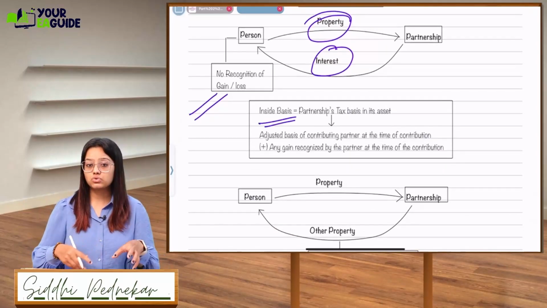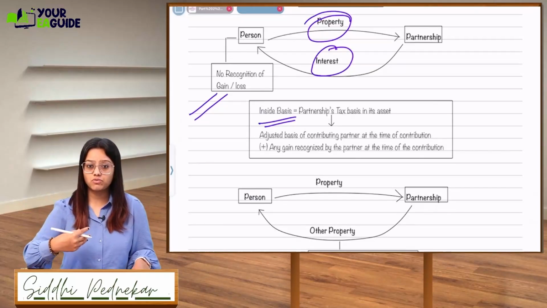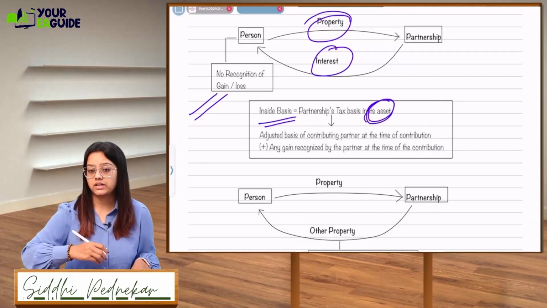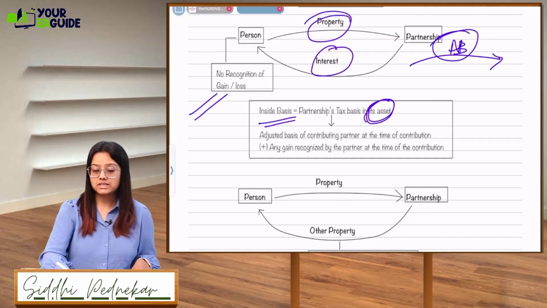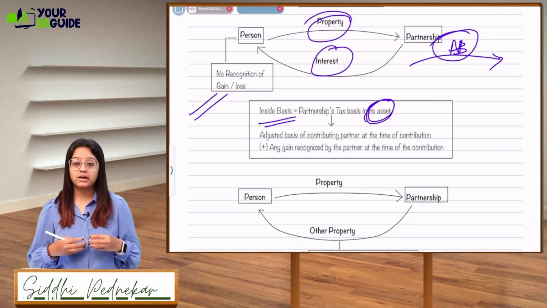Now there are two terminologies which you have done, inside basis and outside basis. Inside basis means what? The partner's tax basis in the asset. Okay, at what amount he is transferring, that is the inside basis. Outside basis means the basis of a partner in a partnership firm.